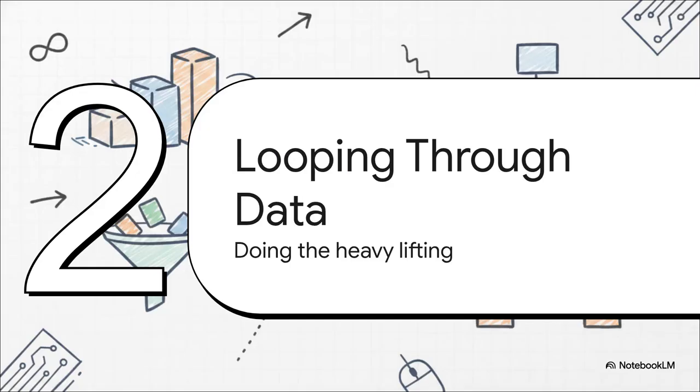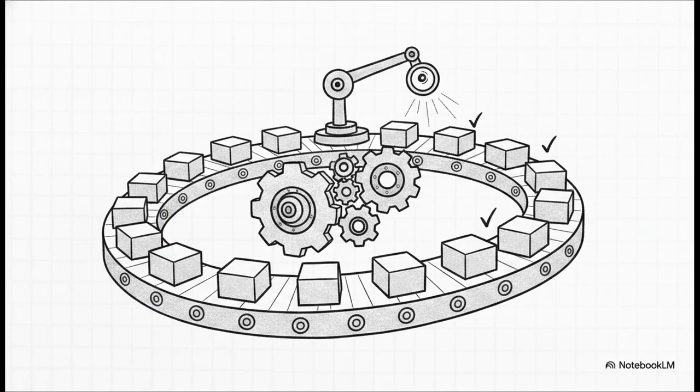Moving on to part two, looping through your data, doing the heavy lifting. Okay, once we have our real integers stored securely in our array, we need a way to look through them without doing it all by hand. Imagine you had 1,000 boxes. You are definitely not going to write 1,000 individual lines of code saying, print my_array[0], print my_array[1], and so on. That would take forever. Instead, loops let the computer effortlessly check each box one by one.